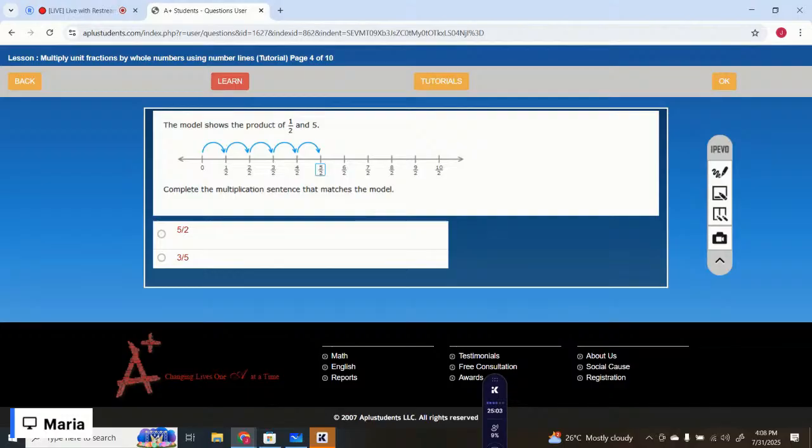The model shows the product of 1 by 2 and 5. Complete the multiplication sentence that match the model. That is 5 by 2. Option number 1 is the correct option.